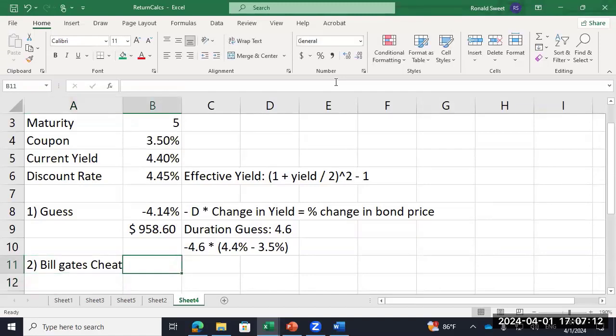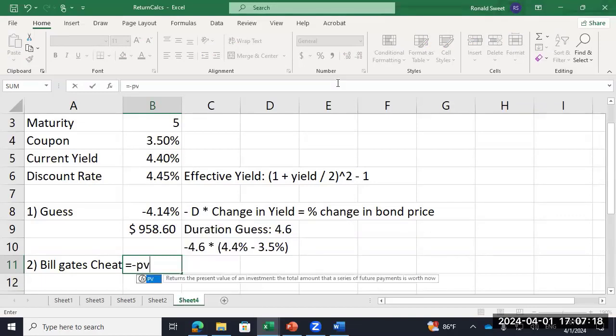How do you do the Bill Gates cheat? You can do this on the fact exam: equal minus PV. What is my rate? 0.044 divided by 2. Why divided by 2? Because it pays twice a year. Comma, what's my number of periods? It's a 5-year bond, so I heard someone say it. 10, right? Yeah, I've done this before.